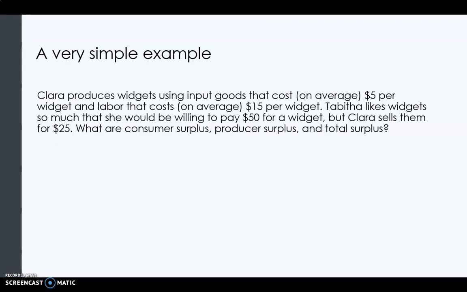So for a very simple example, Clara produces widgets using input goods that cost on average $5 per widget and labor that costs on average $15 per widget. Tabitha likes widgets so much she would be willing to pay $50 per widget, but Clara sells them for $25. We want to figure out what consumer surplus, producer surplus, and total surplus are.